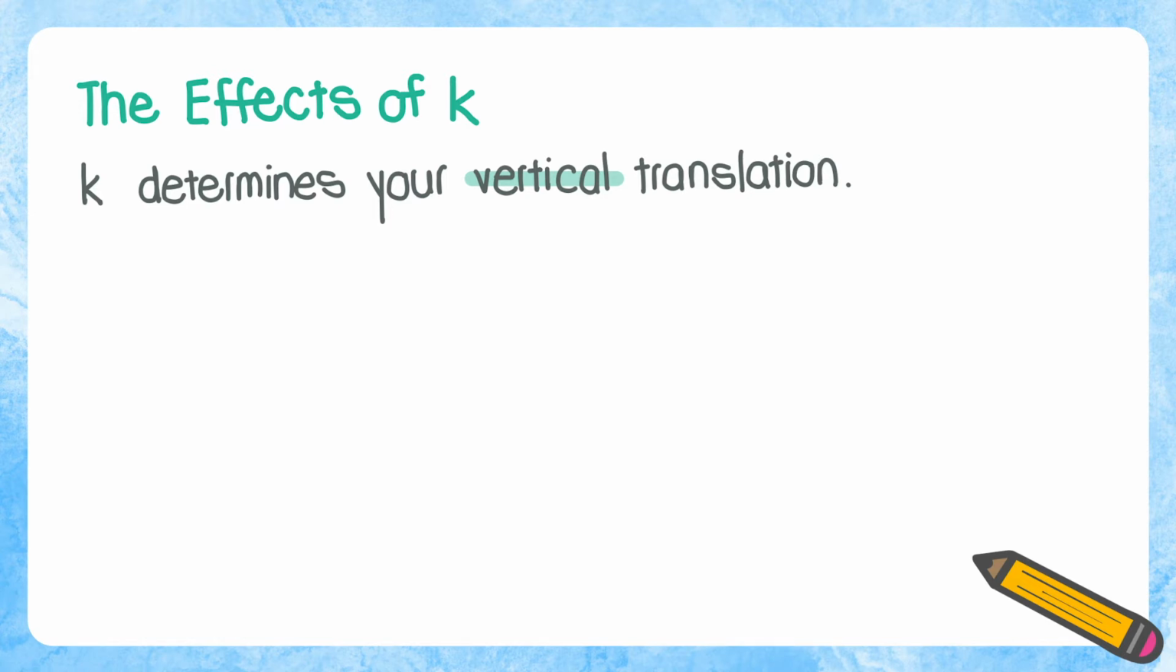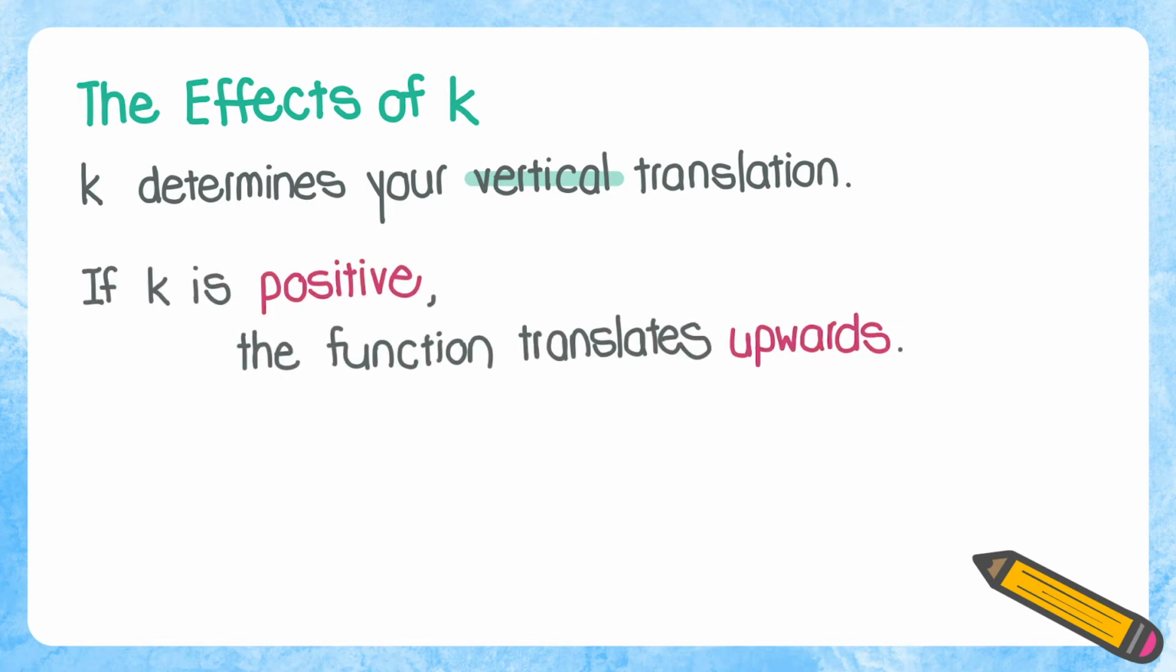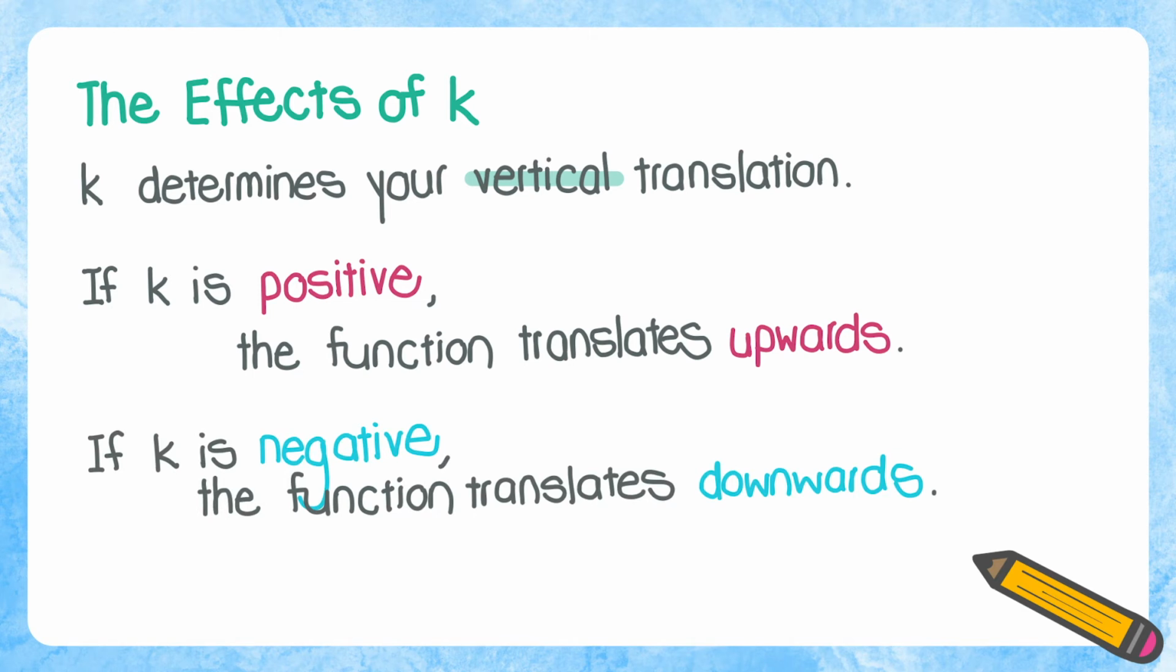Okay, so you probably noticed that k determines whether you go up or down. So k determines your vertical translation. Specifically, if k is positive, the function translates upwards. So notice how the parabola moved up as k became more positive. And if k is negative, the function translates downwards. So when k is negative, notice how the parabola moved down. So now that we know the effects of k, let's take a look at some examples.